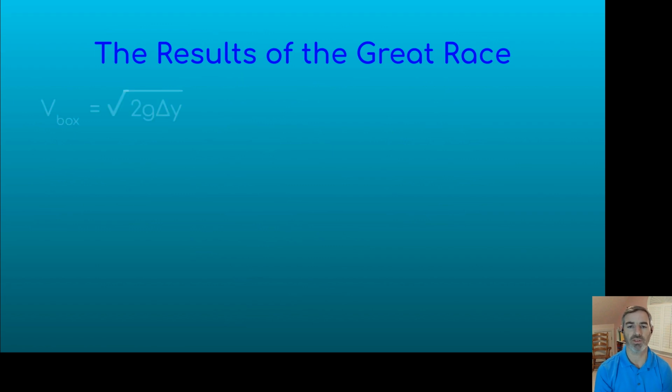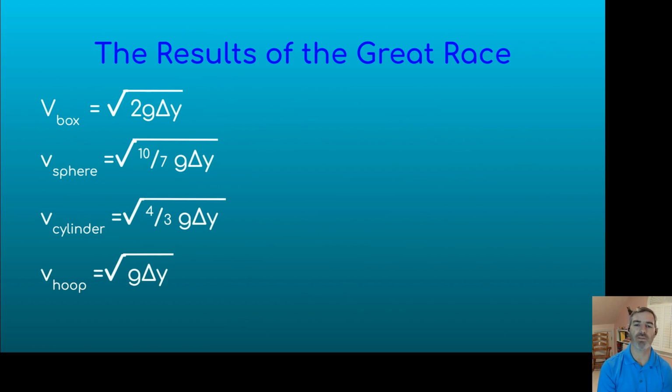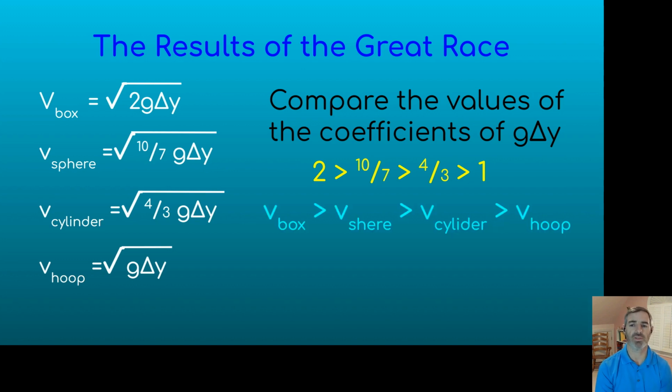So why were the results of the Great Race where they were? Let's look at the velocities of each of those. We can see that each one has a square root of g delta y. The only difference is the coefficient that is in front of g delta y. So we compare the values of the coefficients, and we know that 2 is greater than 10/7, which is greater than 4/3, which is greater than 1, which means that the velocity of the box is greater than the sphere all the way through to the cylinder.